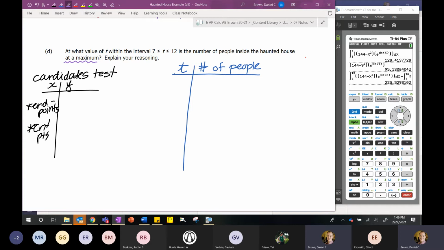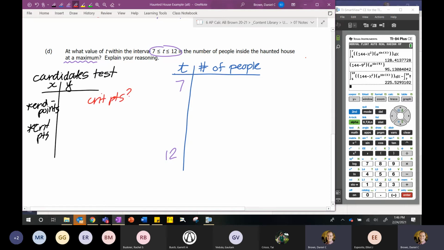Again, kind of the same idea. What two sets of numbers are always going to go in your candidates test? You have the easy ones to find, the endpoints. Here's the interval we're considering. We want to find the maximum number of people between 7 and 12. So I know we're starting at 7 and ending at 12. The other thing we want to find is the critical point. This is where oftentimes students forget or don't remember how to find them. So let's talk about how we would find those critical points for a problem like this.